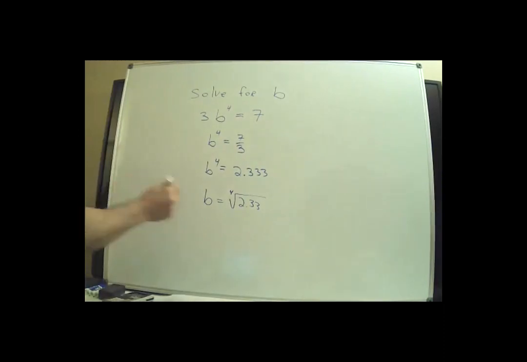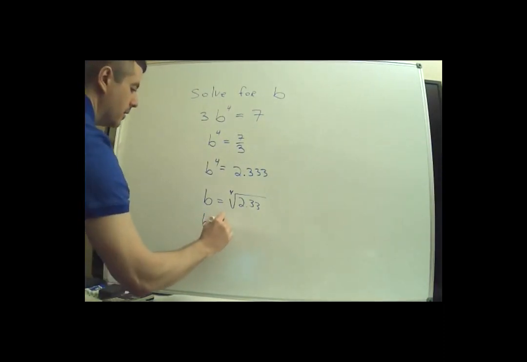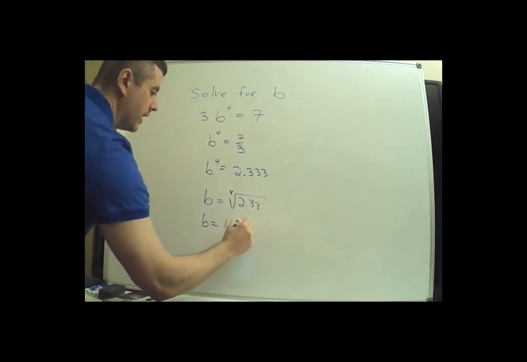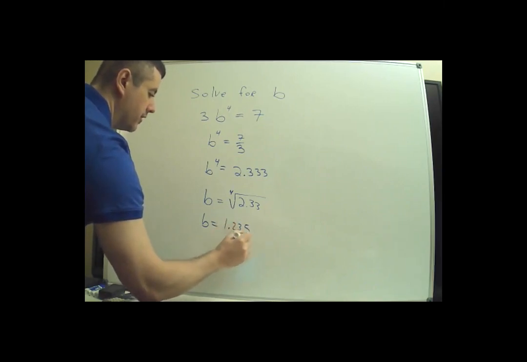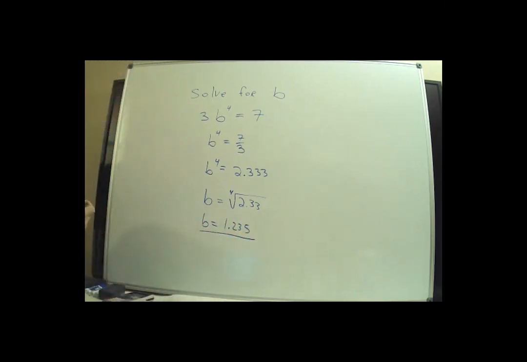1.235. So this would be the b in that formula that I was showing you in the class notes. This would be your rate of growth. This is bigger than 1, so this would be a rate of growth. If this number were less than 1, that would be a rate of decay.